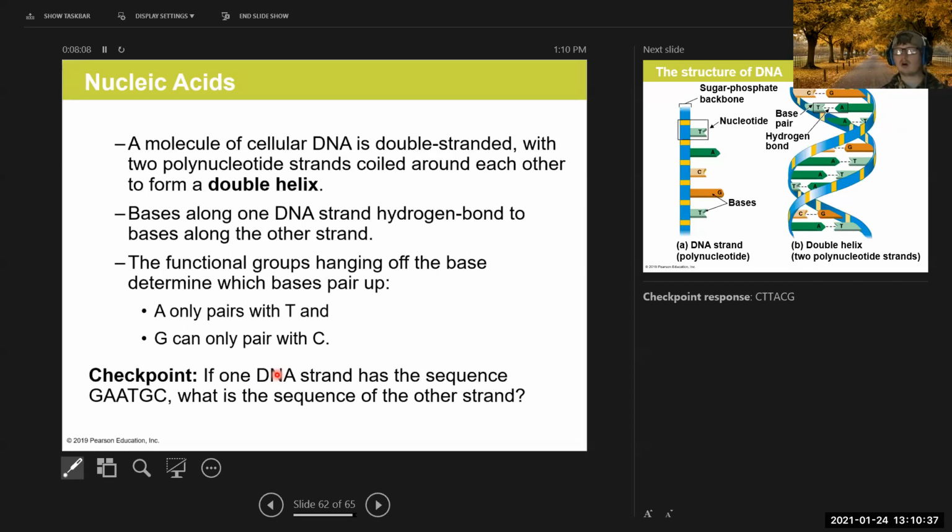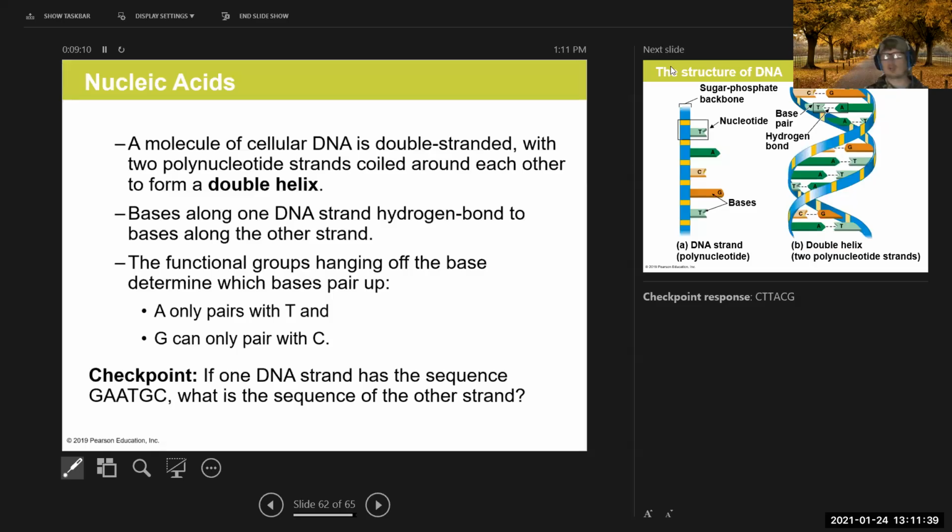The bases along the DNA strand are held together through hydrogen bonds. Okay, so like I was saying, the nitrogenous bases within the double-stranded molecule of the DNA are held together via hydrogen bonds, and we'll show exactly how that looks in the figure on the next slide.